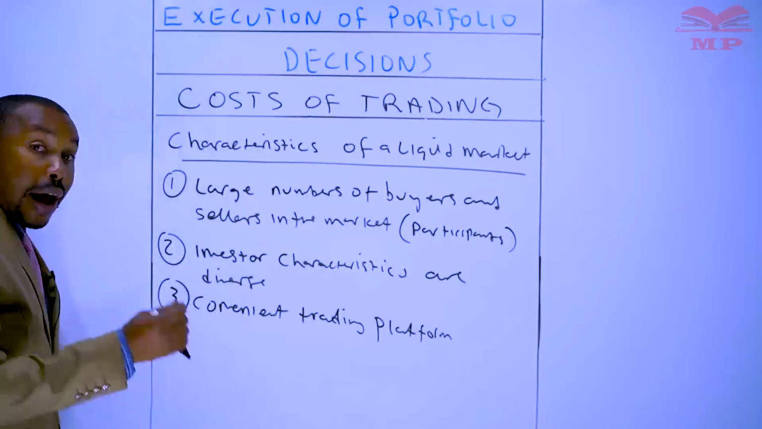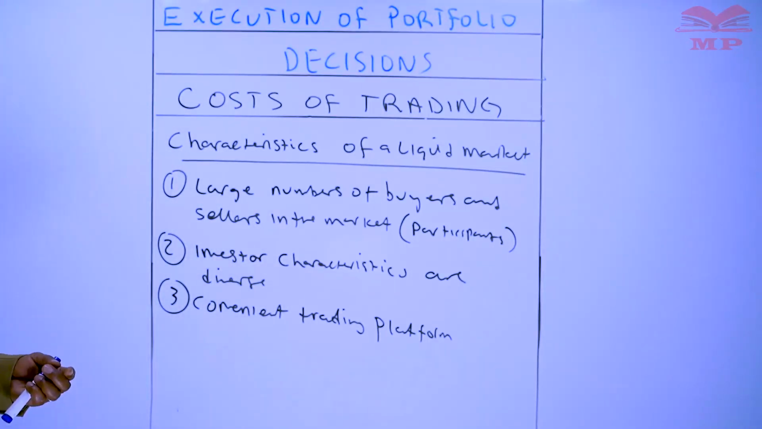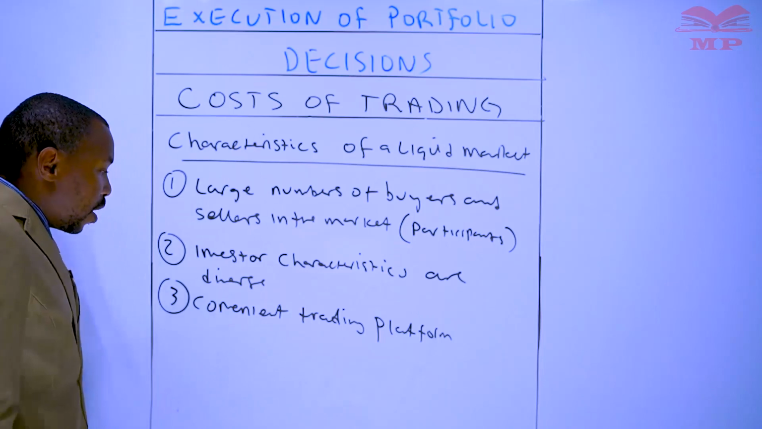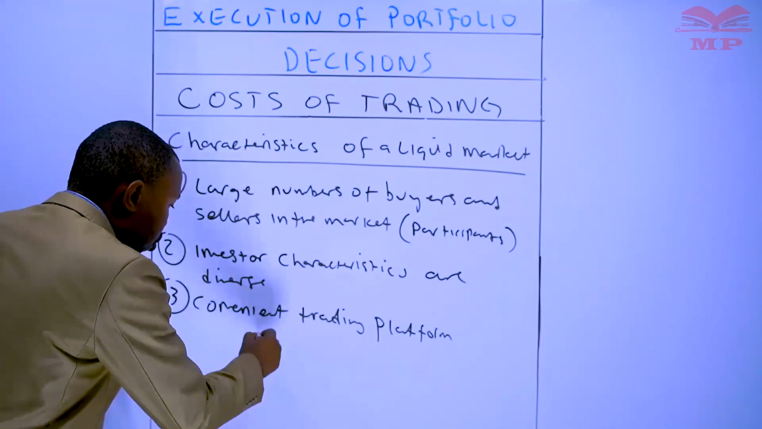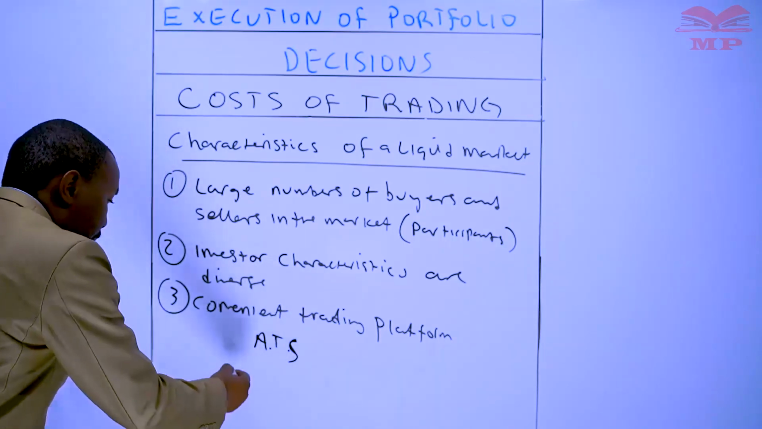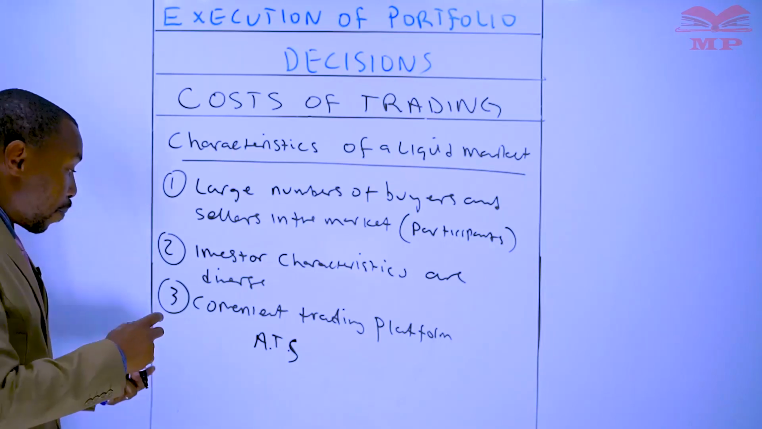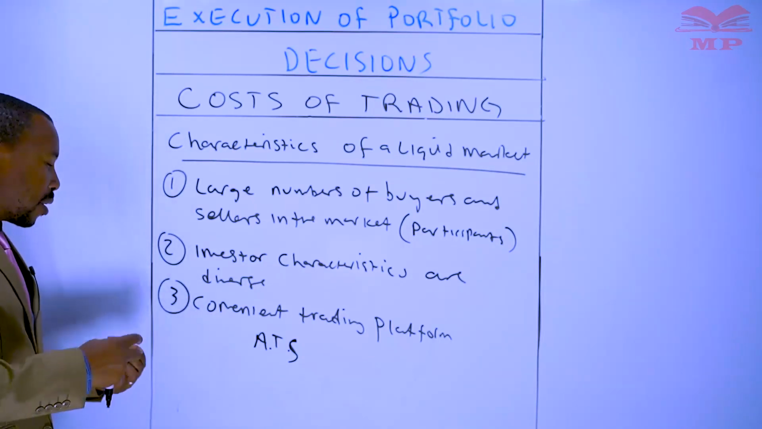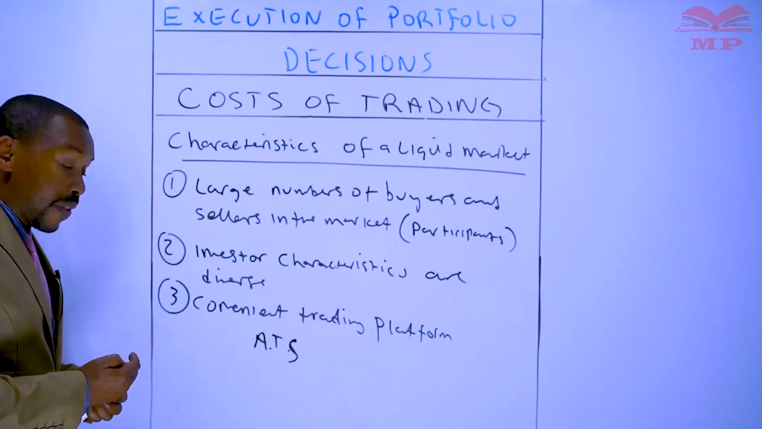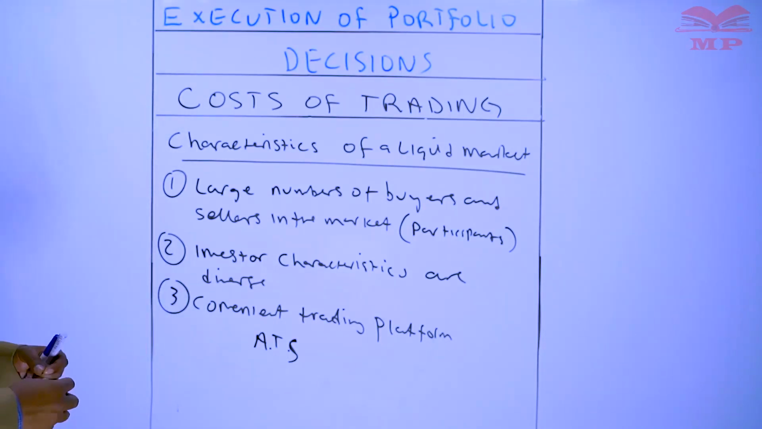I said convenience, I actually meant a convenient trading platform, where buyers and sellers, or market participants, can have access to securities with relative ease. So in Kenya, we're using what we call the automated trading system, which links different market participants, including the brokers and the dealers, and investment banks, with other brokers and investment banks, on behalf of the client.